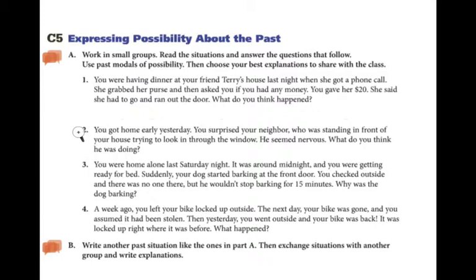Now let's look at exercise C5, expressing possibility about the past. Read the situations and answer the questions that follow. Use past modals of possibilities. Number 1. You were having dinner at your friend Terry's house last night when she got a phone call. She grabbed her purse and then asked you if you had any money. You gave her $20. She said she had to go and ran out the door. What do you think happened?